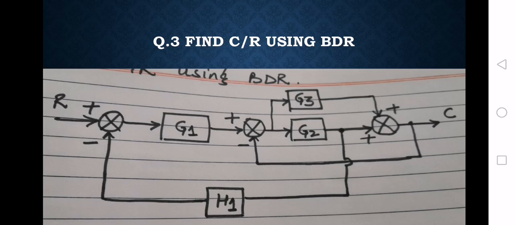Now we come to numerical 2. Again, if you check here, we cannot solve the G2 and G3 parallel system. Why? Because of the takeoff point of H1, and we cannot solve the feedback loop. In this feedback loop there is an H1 block, but what about this one where there is no block? Whenever there is no block given in the feedback or the forward path, you have to take it as 1 in numericals.